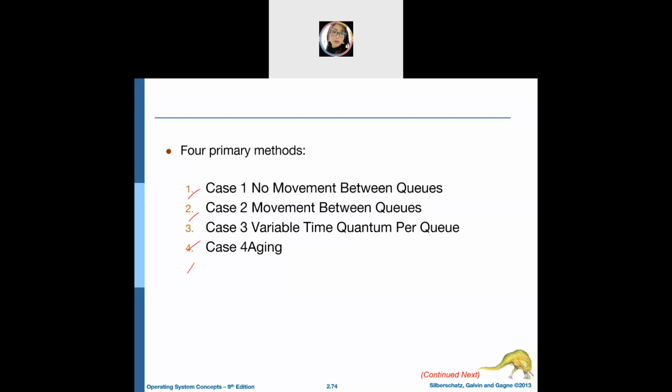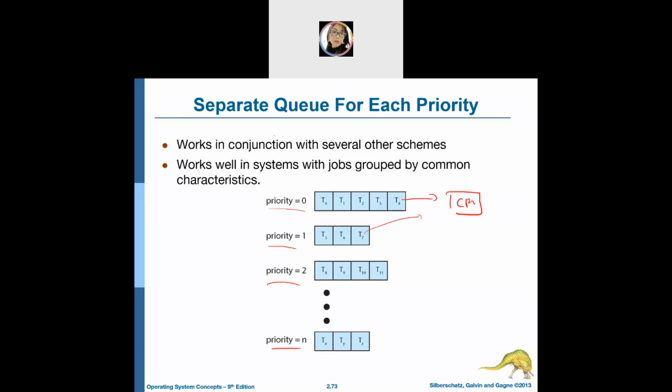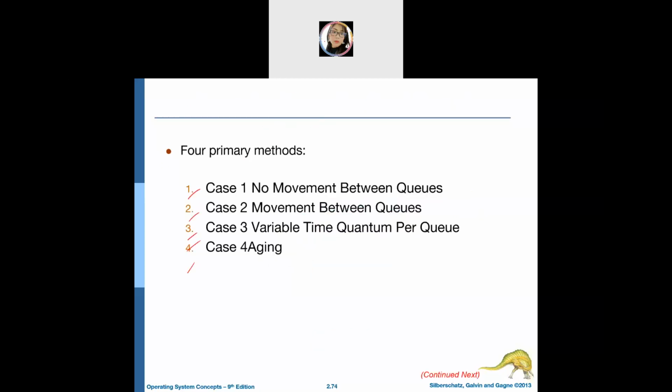You have several cases, which is 4 methods altogether, when you apply the queuing. First case, when there is no movement between queue. Second case, you have a movement between queue. What is the difference? Which movement will occur in the queuing? And case 3, time quantum per queue and aging. Aging also going to apply the movement between queue, because last time, if you still remember, aging has a movement from lower priority to higher priority.